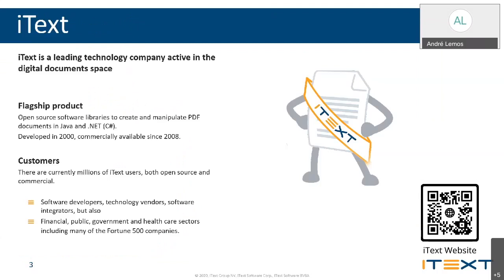iText is a fast-growing technology company active in the digital document space. We are perceived as a leader when it comes to PDF technology. Our flagship product is the open source PDF library, or SDK, to create and manipulate PDF documents. We started off in Java 20 years ago, last year. We're going to be 21 this year in February. But we've since added .NET and C#.